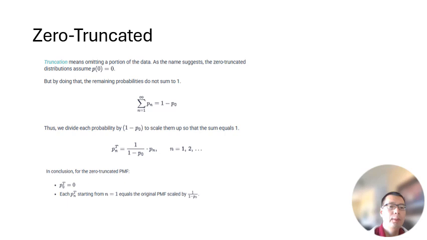which is equal to 1 over 1 minus P0 times Pn, for n equals 1 to infinity. So in conclusion, for a zero truncated PMF, P0T is equal to 0, and every PnT after P0 is equal to the regular Pn divided by 1 minus P0.